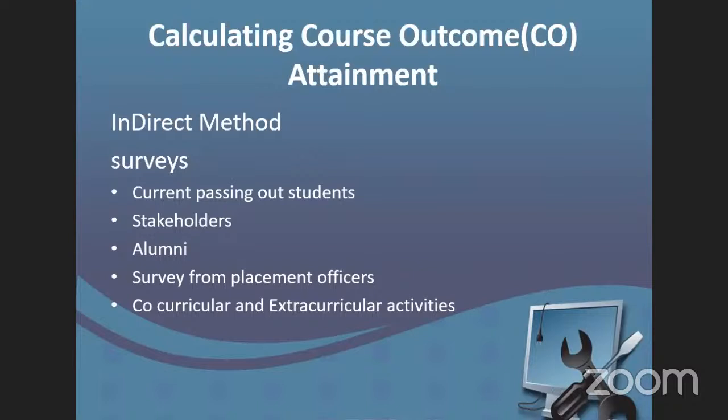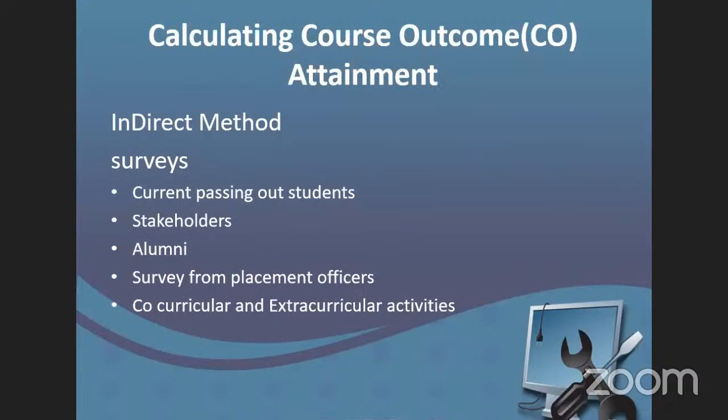Then co-curricular and extracurricular activity. Co-curricular, your all symposium, conference, paper publications, say other like hackathons. So all these come into picture in co-curricular. And extracurricular, you can have NSS, NCC, UBA, YRC, any other club related activities, sports related activities. It plays a vital role in this indirect assessment method.